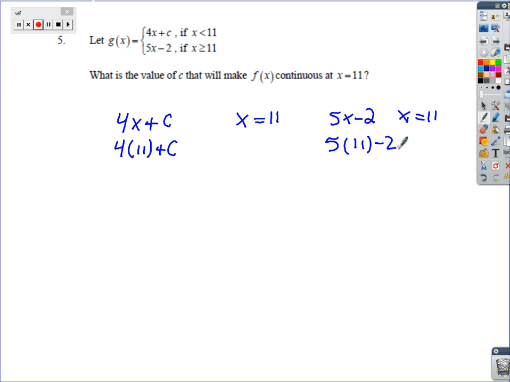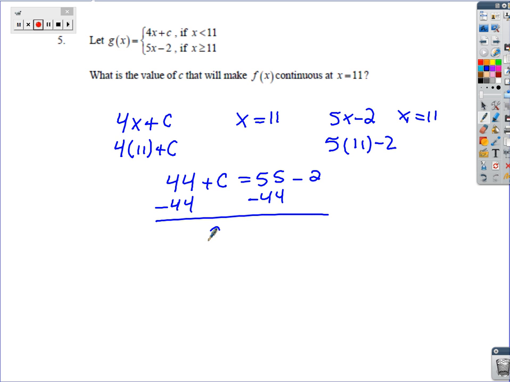So we're going to set these equal to each other. So 44 plus c is equal to 55 minus 2. Subtract 44 from both sides of the equation. You're going to end up with c is equal to, this gives you 53. So 44 from 53 is going to be 9. So c is equal to 9.